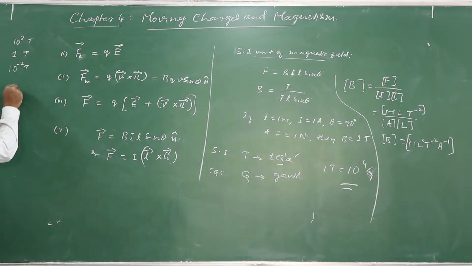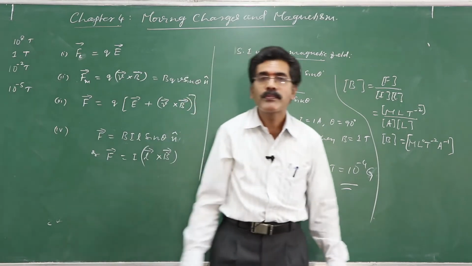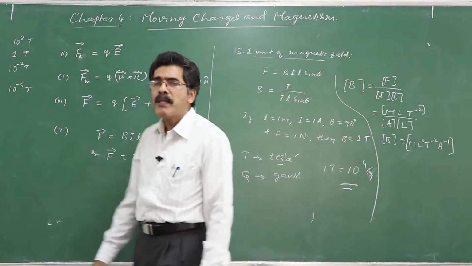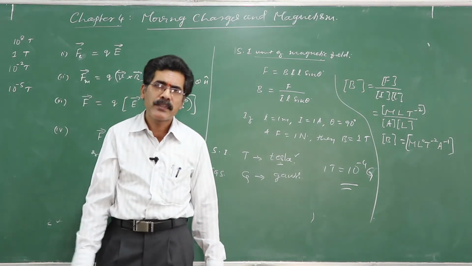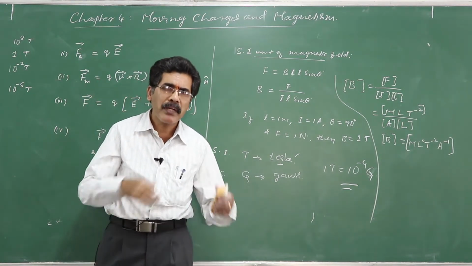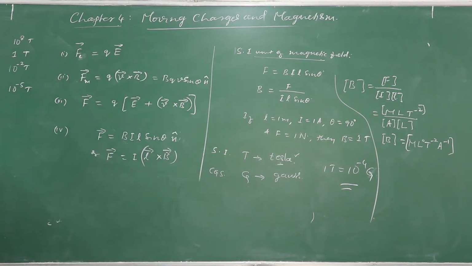What is the magnetic field of the earth? The magnetic field of the earth is 10 raised to minus 5 Tesla. If it were 1 Tesla, then nature would not be like this, because a magnetic field can penetrate matter easily. That's why, if the magnetic field were as high as 1 Tesla, nature would not be like this. It would be something different.